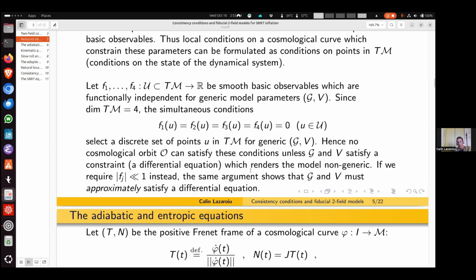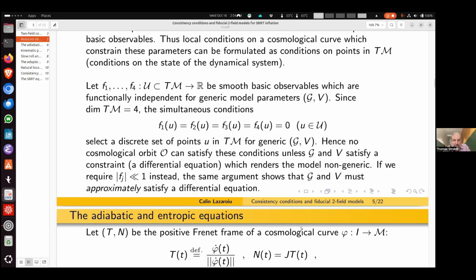So it follows that no cosmological orbit can satisfy these conditions unless G and V satisfy some kind of constraint, right? If for generic model parameters G and V these functions are functionally independent, that implies that you cannot find a cosmological curve which satisfies these conditions at every point on the curve, or a cosmological orbit which satisfies these conditions at every point of the orbit. Then it must be that the model is non-generic, that some conditions have to be satisfied between G and V, in general some differential conditions, in order for these functions to become functionally dependent. Okay? But why do you want this type of orbits?